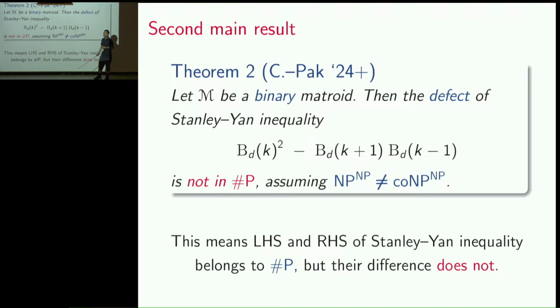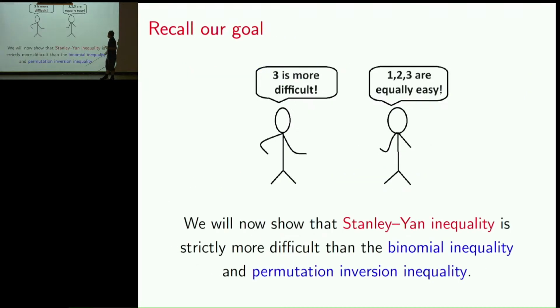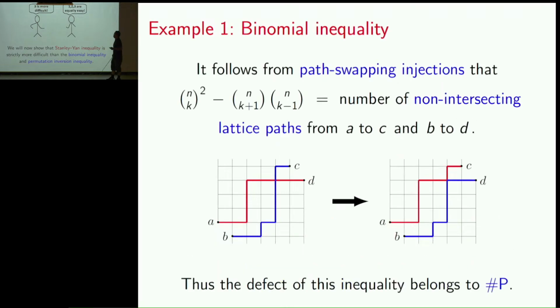Okay? And in the last 2 minutes, let me just come back to our goal. Remember that our goal is to show that Stanleyian inequality is strictly more difficult than the binomial and permutation inequality. And let's just see if that's the case. Let us use our result to see that. And to do that, I need to figure out the complexity of the other two inequalities. For the binomial inequality, remember that we have this lattice path interpretation as this difference, which is the number of lattice paths that are not intersecting. In particular, it's easy to see that this is a combinatorial interpretation, and it can be shown that this thing belongs to sharp P.